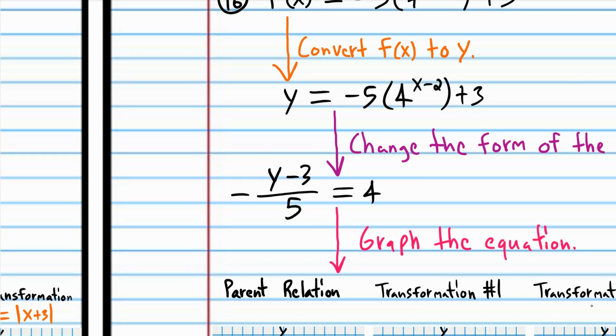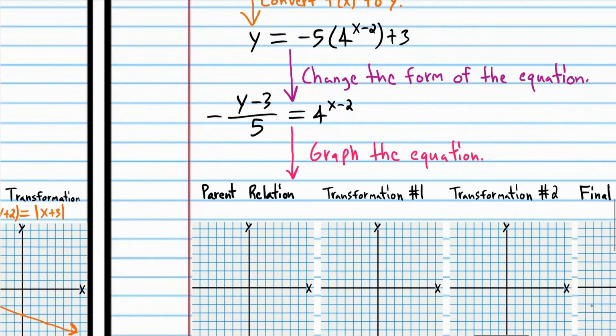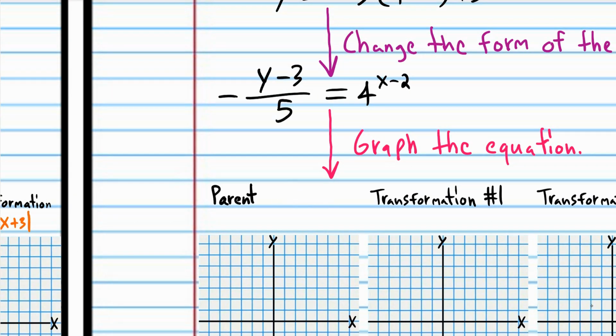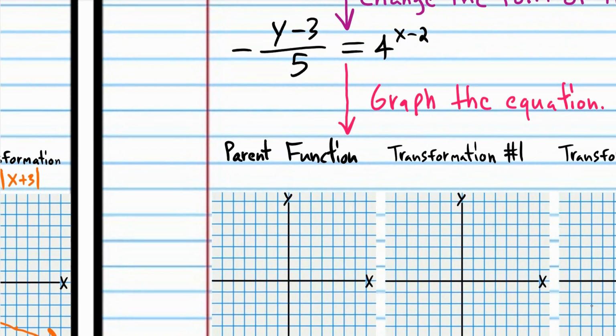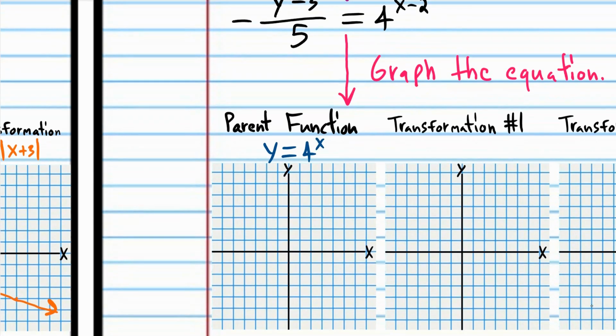And then on the right side of the equation, we're left with 4 to the x minus 2 power. So this is a parent function, so I'm going to change that to function. And obviously we have an exponential parent function with base 4. Whenever you have an exponential function or relation, you have a horizontal asymptote. We can use the equation. Plug in 0, we get 1. Plug in 1, we get 4. And connect the dots.